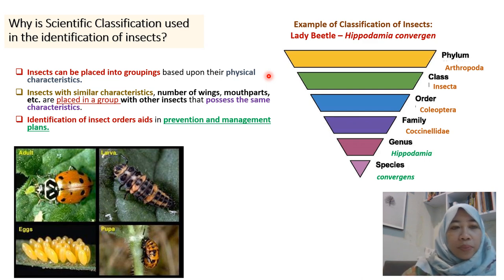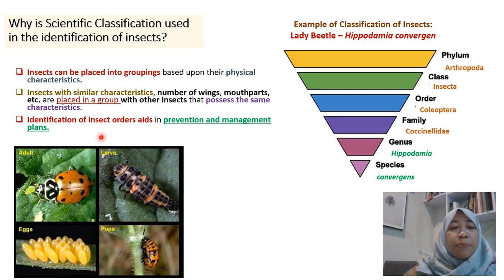And then, identification of insects aids in prevention and management plans. Why should we identify the insect? It's important before we know how to control and manage the pest. We have to know the identification first. If we know the identification, we will know not only the name of the insect, but also its life cycle. Is it holometabola, paurometabola, hemimetabola, or ametabola? And then we will know where its habitat is.